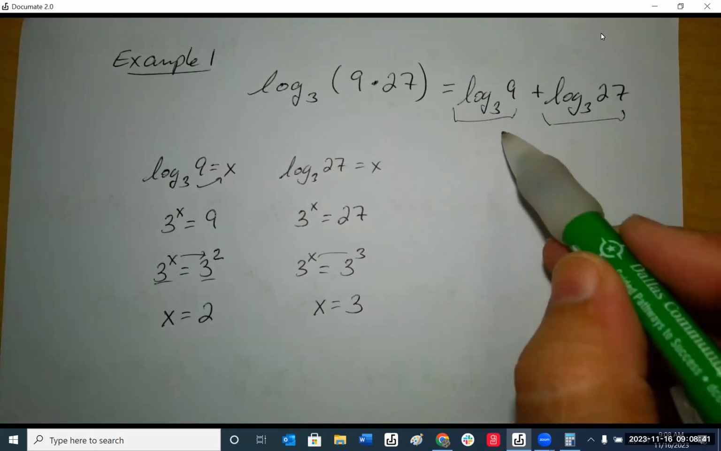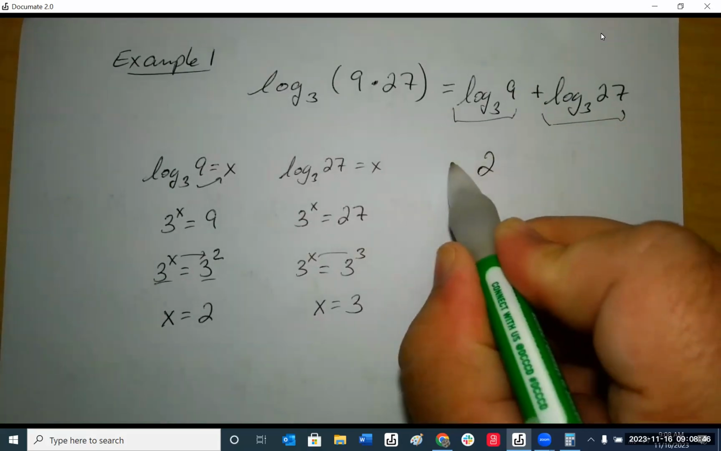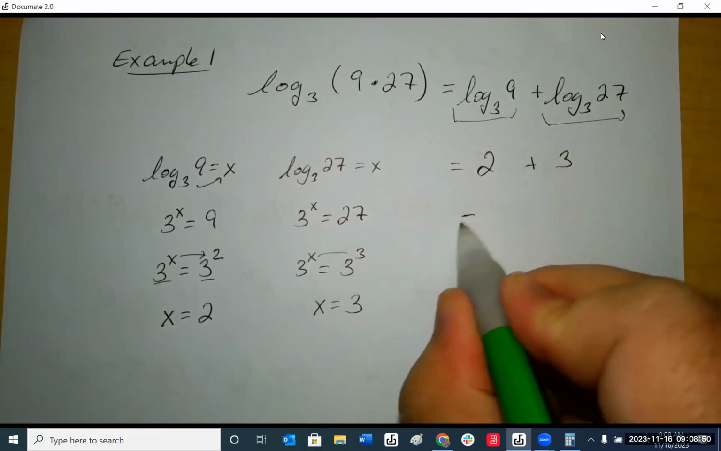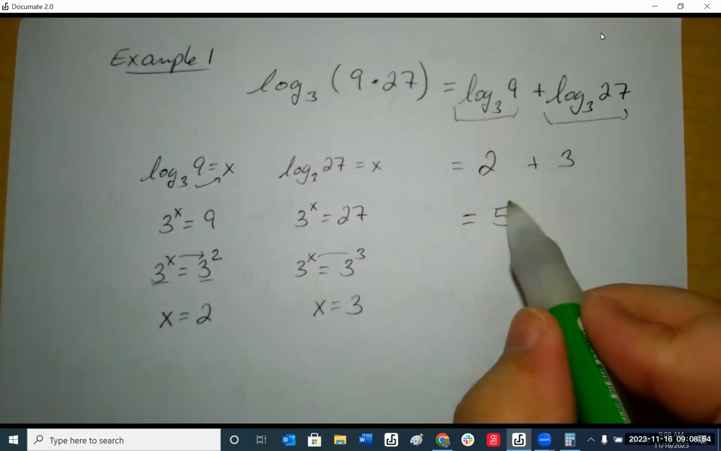So that means log base 3 of 9 is equal to 2. Log base 3 of 27 is equal to 3. And together they equal 5. And that's our answer.